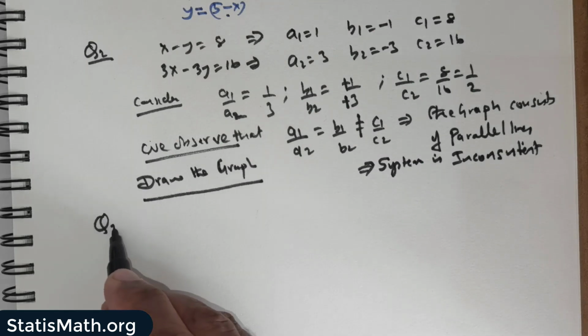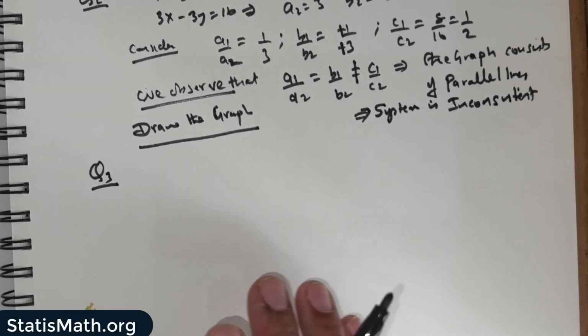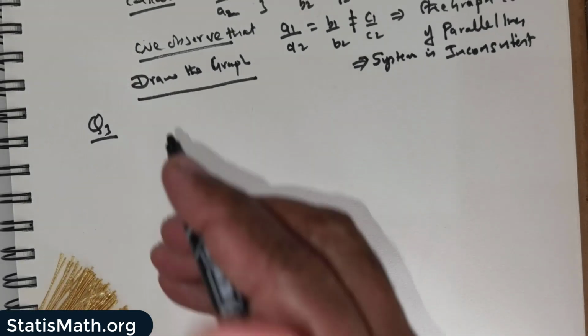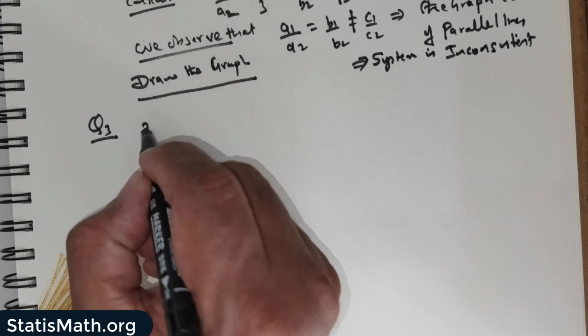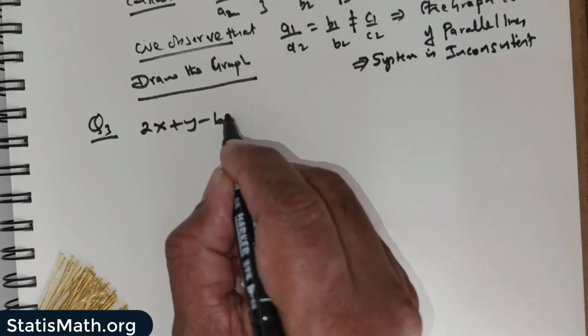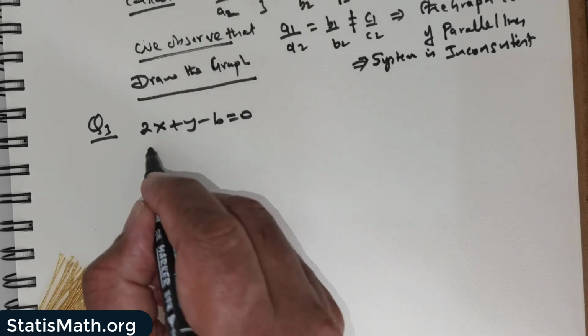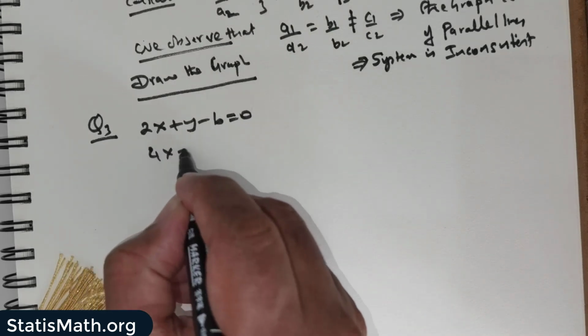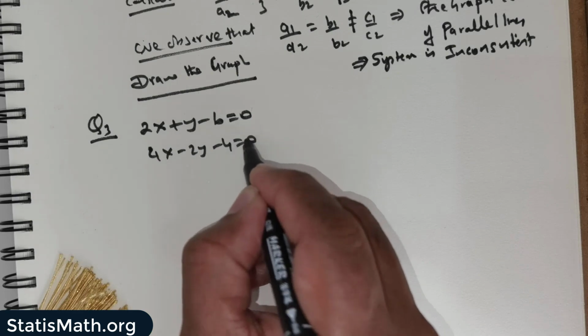Now let's move on to question number 3. Question number 3 is 2x + y - 6 = 0, and 4x - 2y - 4 = 0.